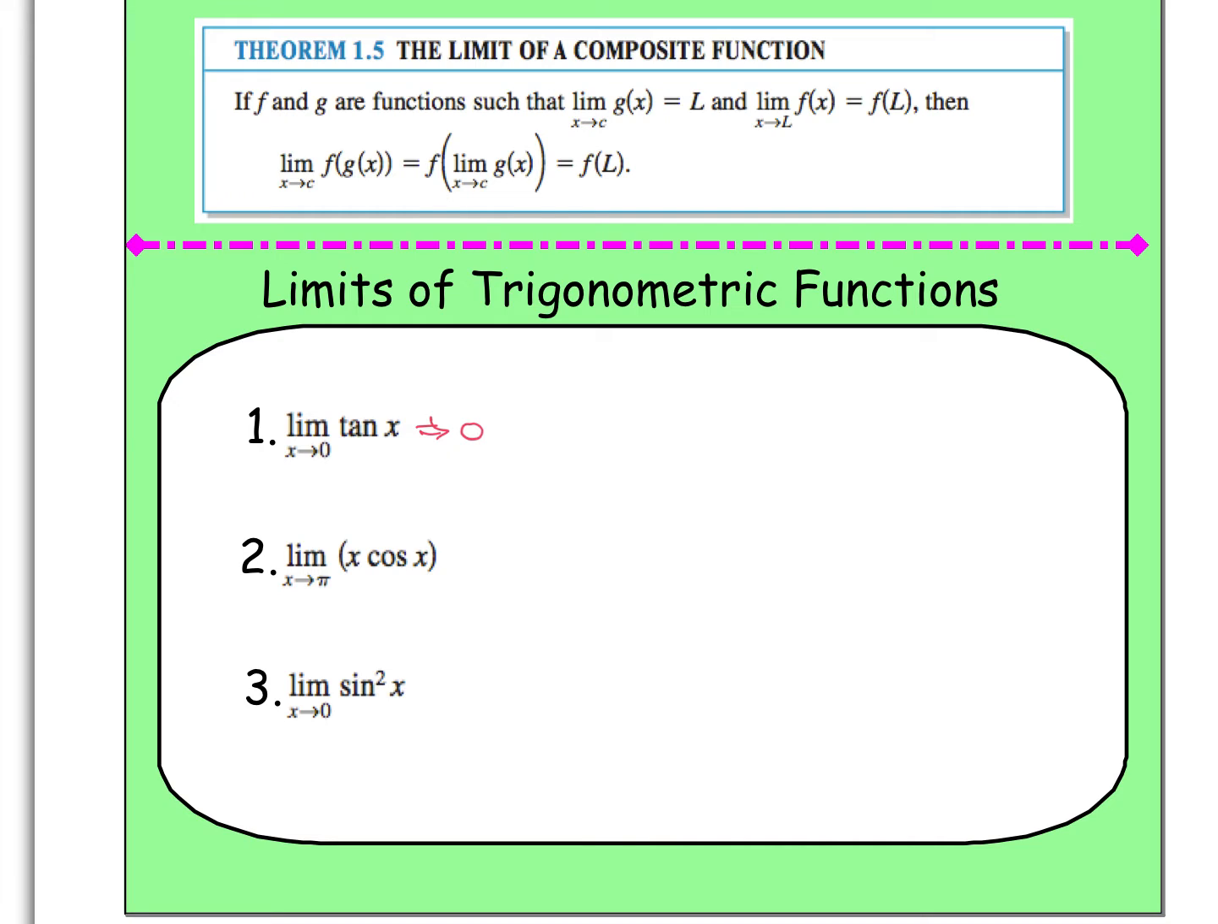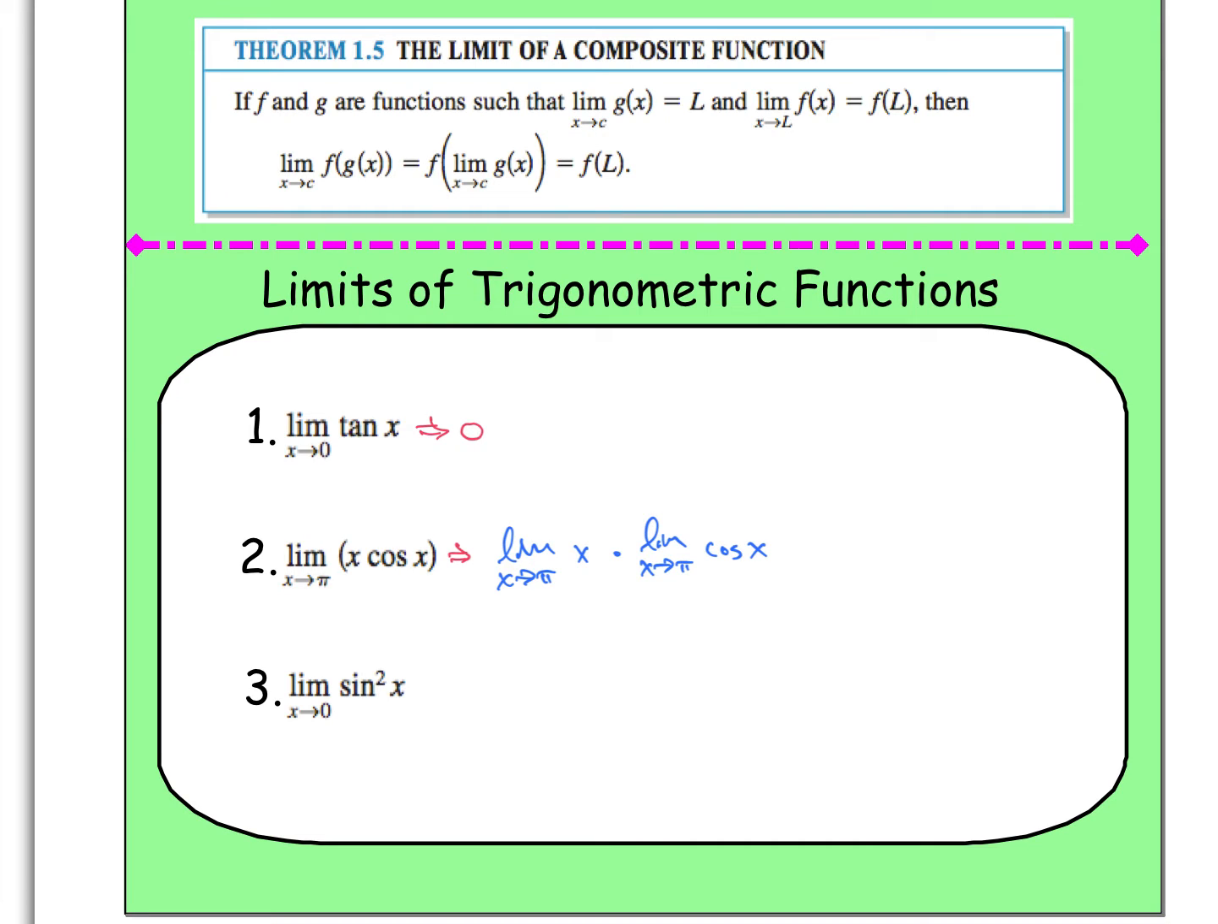This next one, I have the limit as x approaches pi of x cosine x. So what am I trying to direct substitute in here? Pi. Now, I'm going to write this one out. Why are you getting a calculator out? We don't need a calculator. This is basically saying the limit as x approaches pi of x times the limit as x approaches pi of cosine x.